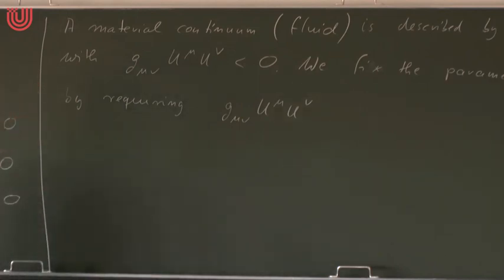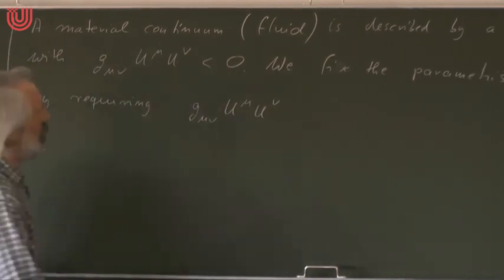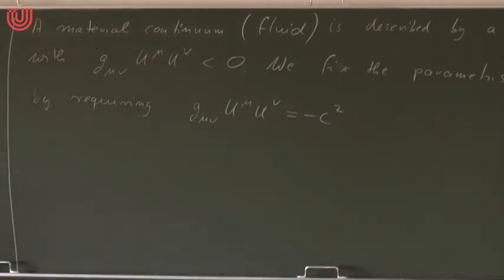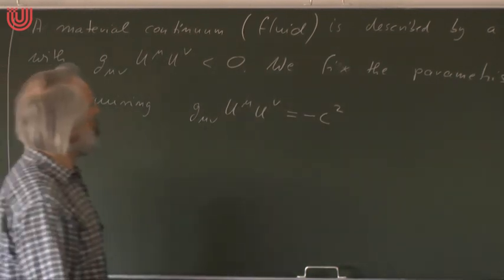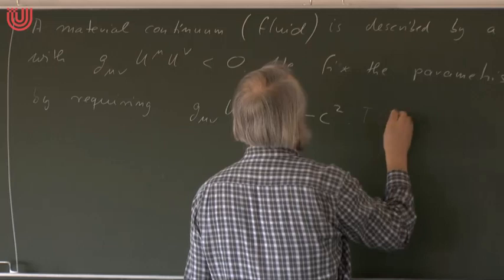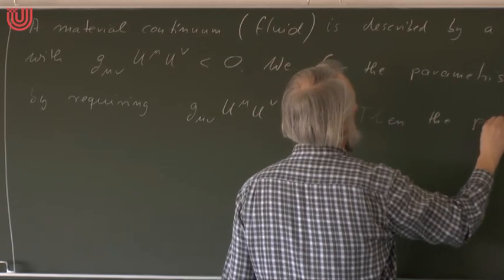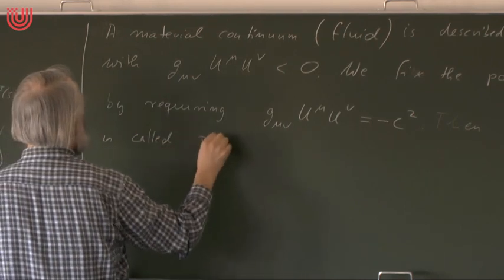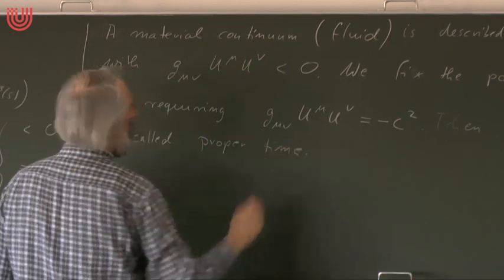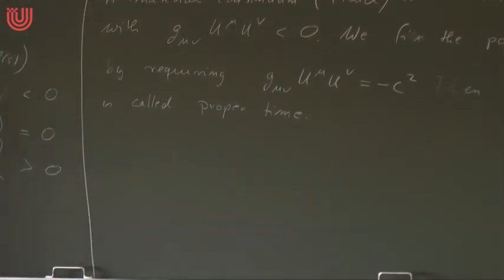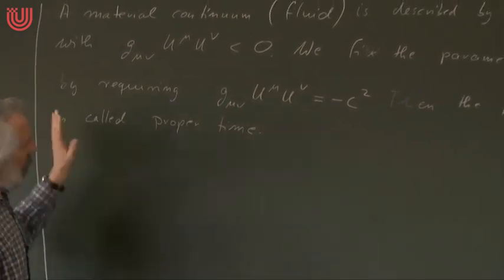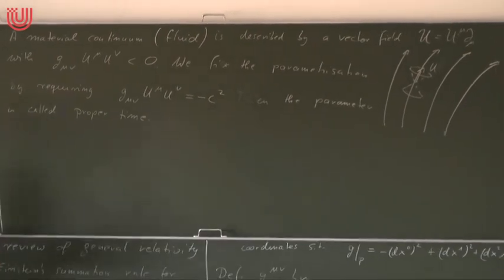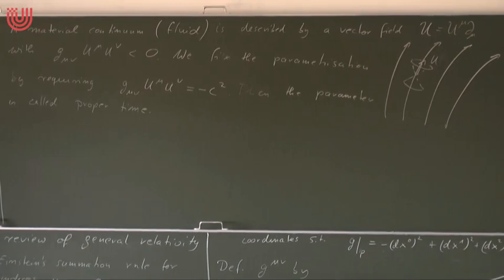well, this is a velocity, so the whole thing has dimension velocity squared, and it should be negative. What would be the natural idea of normalizing this? Of course, we put it equal to minus c squared, where c is the speed of light. So that's a normalization condition. And then, as hopefully everybody knows, the parameter is called proper time. That's the usual convention in GR and also in special relativity, that we use a parametrization by proper time. And in special relativity, you derive formulas for how this changes if you go from one observer to another, and you have this famous time dilation formula and things like that.